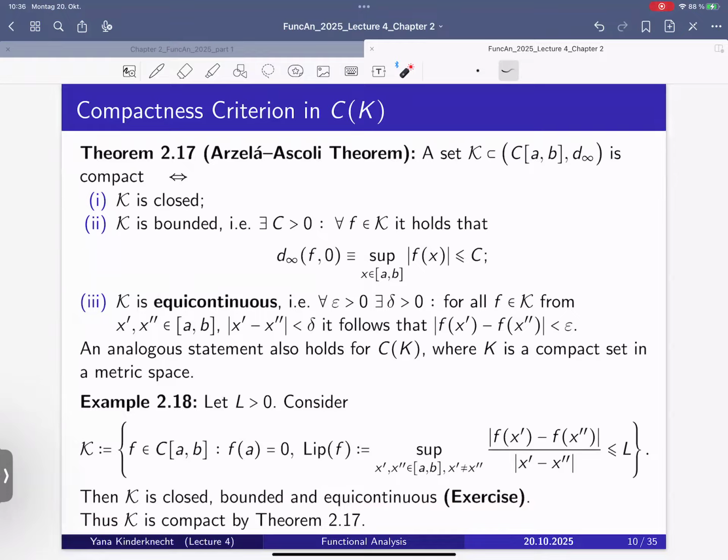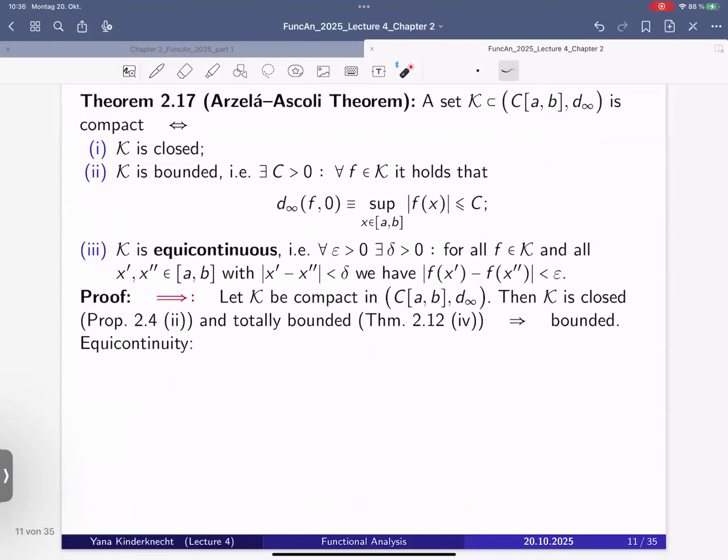Okay, so let us now prove the theorem. Let us show first this direction. We assume that the set K is compact, and we have to show that these three items are satisfied. First of all, if a set is compact, then the set is closed. This is by proposition 2.4, which we proved last time.